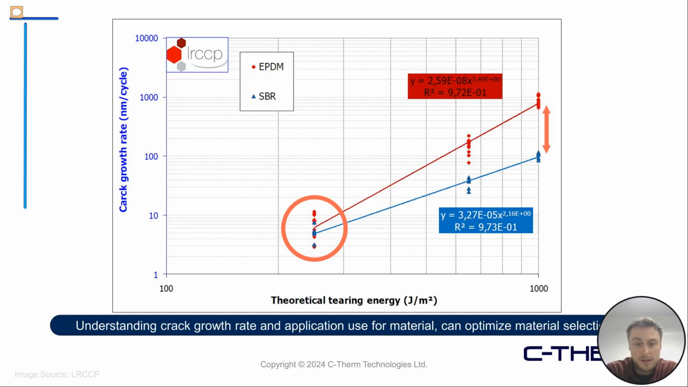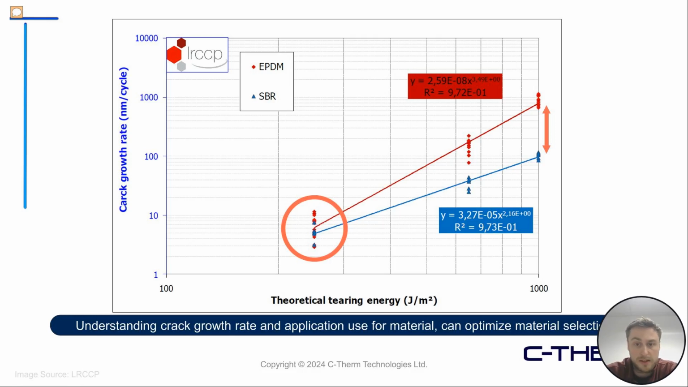So this is in the order of decades, the difference between these two at high tearing energies, which kind of shows the importance of measuring crack growth rate. If we understand how the material will crack under different conditions, and we understand our application, we can optimize our material selection.